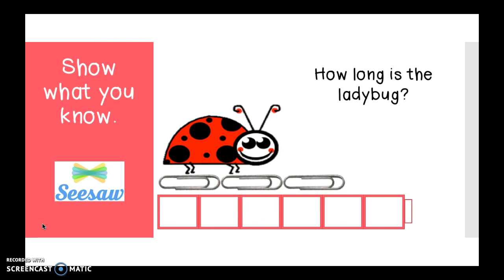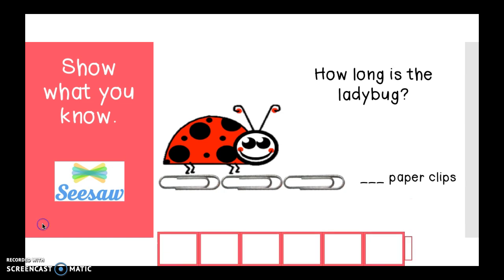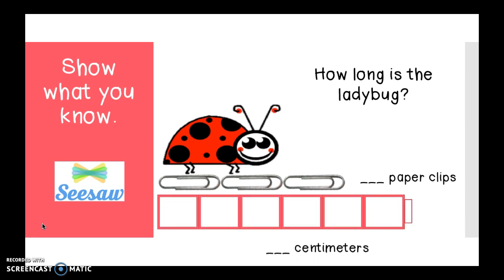What I would like you to do on your dry erase board or in your math journal is write blank paper clips. Remember, no drawing the ladybug or the paper clips or the centimeter cubes. Just write blank paper clips. Then measure that ladybug using paper clips and write your answer. Then I want you to write blank centimeters. Measure the ladybug using centimeters and write it, filling in your blank. And that's all you have to do. Seesaw your teacher to show her that you know how to measure in different ways.